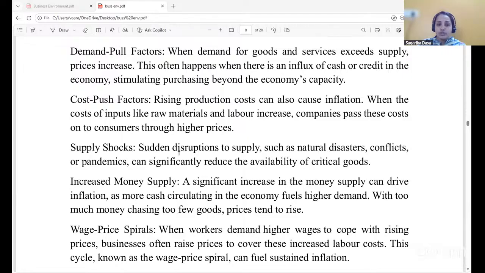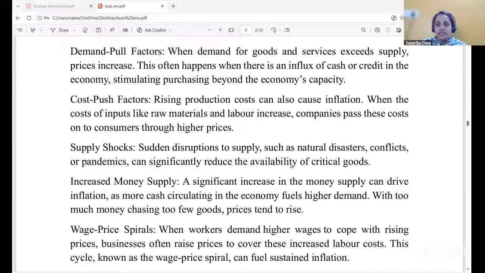Then supply shocks: sudden disruption of supply, such as natural disasters, conflicts, or pandemics. Like currently, we are seeing a war situation going on, and crude oil prices have increased very much. This is what is called a supply shock: the supply of crude oil into the country is very limited. Hence, the availability of certain critical goods is very reduced. That leads to inflation, a rise in prices.